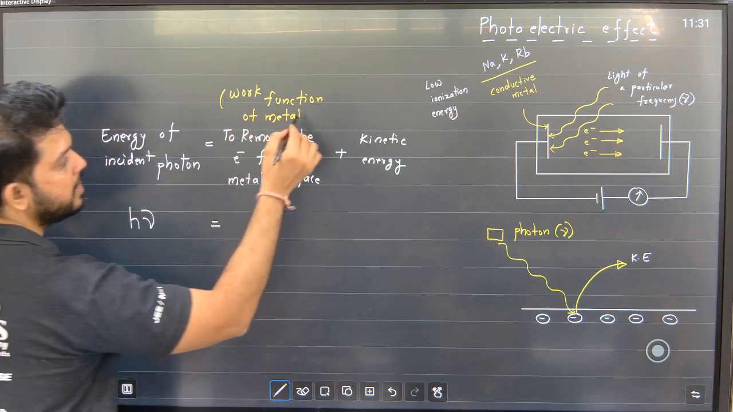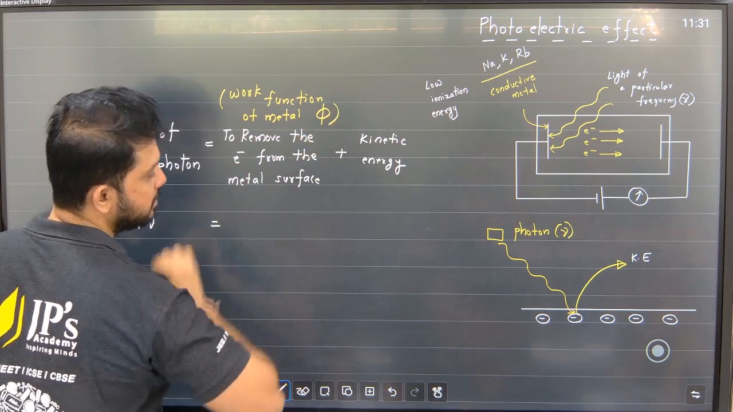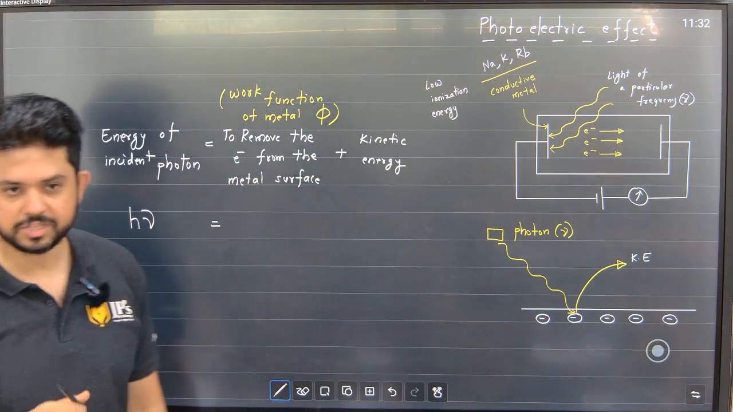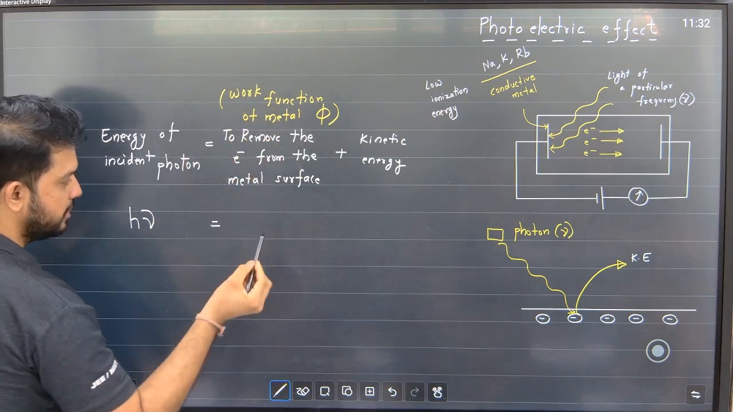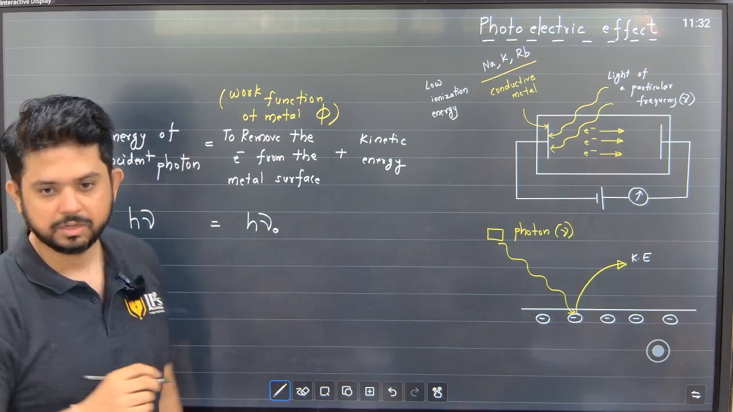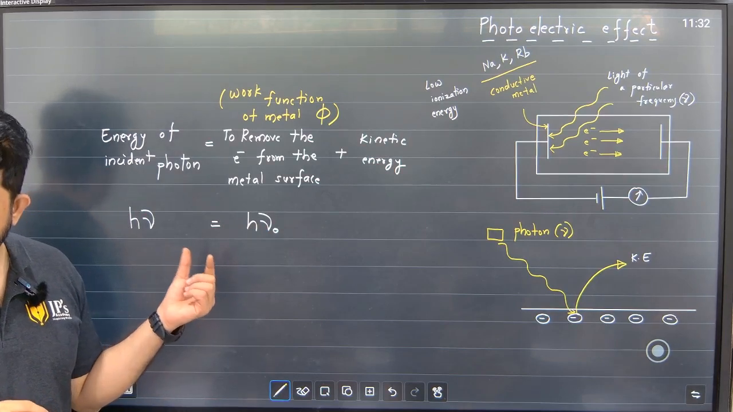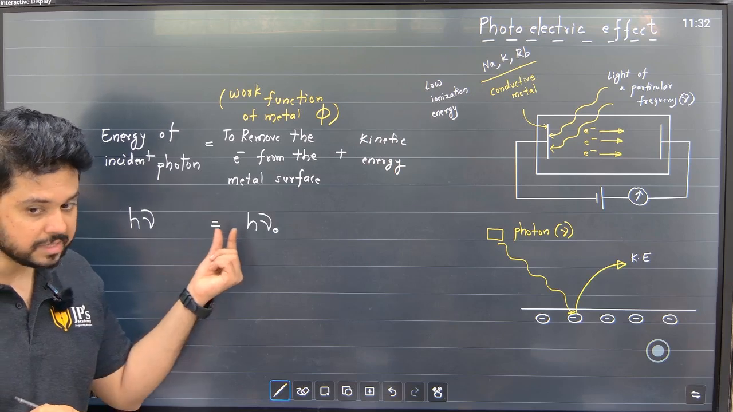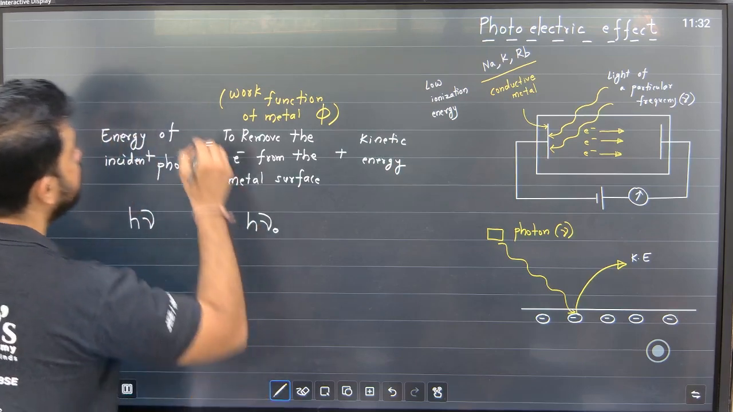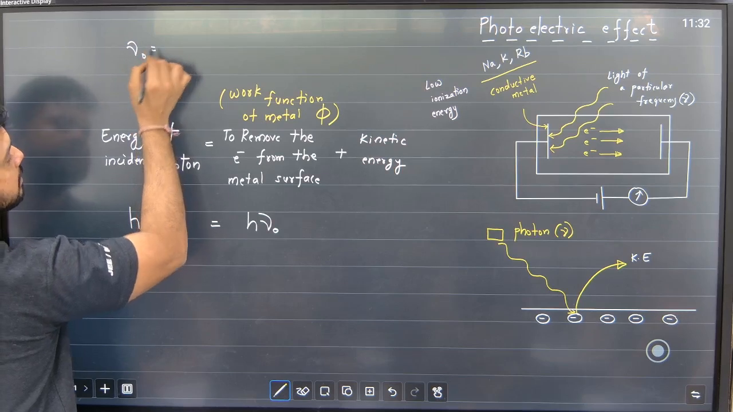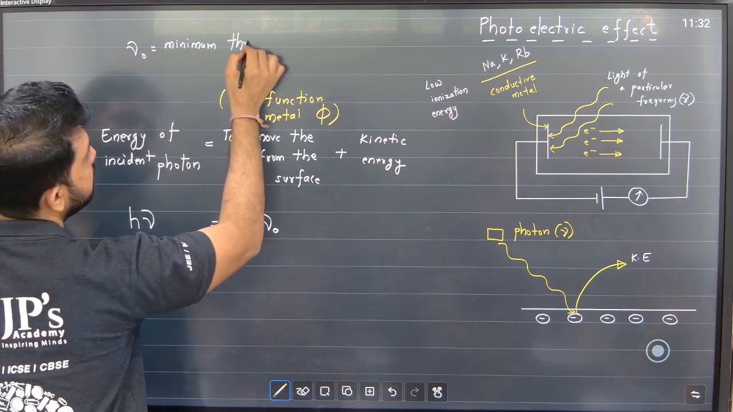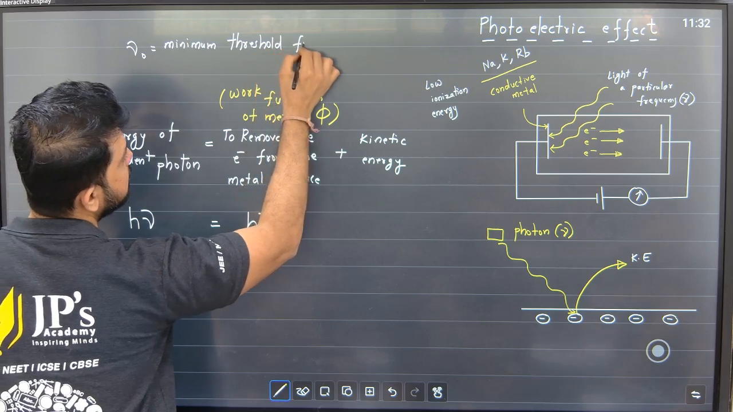And this work function of the metal is given by the symbol phi. And the formula for work function is h nu naught. The formula is the same. However, instead of frequency nu, what have I written the frequency as? Nu naught. Now, what's the difference between nu and nu naught? Nu naught is called the minimum threshold frequency.